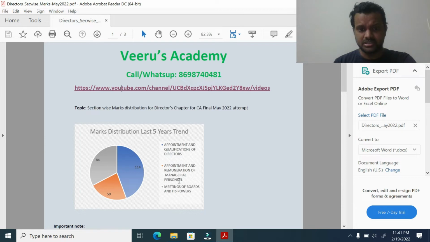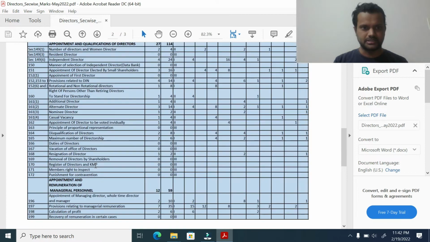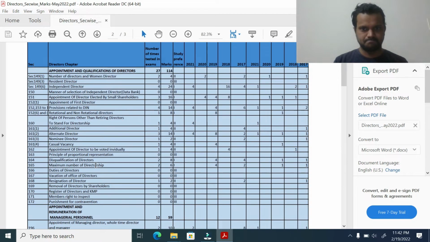And if you see remuneration of managerial personnel, 59 marks, and meetings of board and its powers is 84 marks. This is the trend from the last 5 years. Last 5 years means 2017 May till today. This is the trend, and all this you already know. There is nothing new in this. What is new, which I am going to show you now, is this.